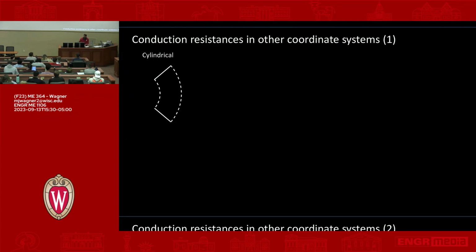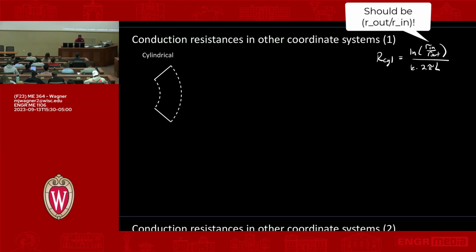Okay, let me start with this. If you have a resistance in cylindrical coordinates, R cylindrical, instead of it being thickness over K times AC, it is actually the following. It is the log, which I'll write ln, of R in over R out, divided by K times 2 pi L, where L is the depth into and out of the page. So that's the goal. We have to go through the steps to derive that resistance.